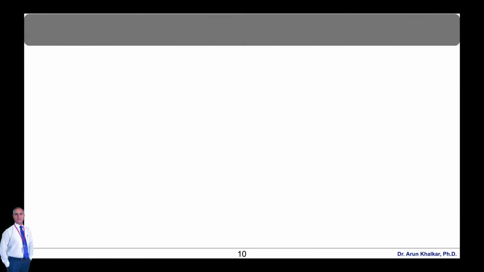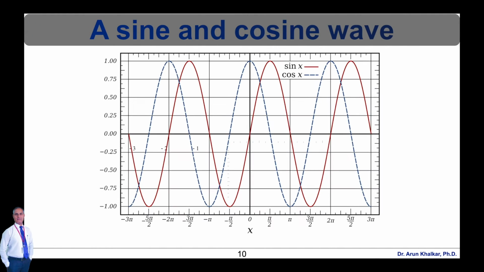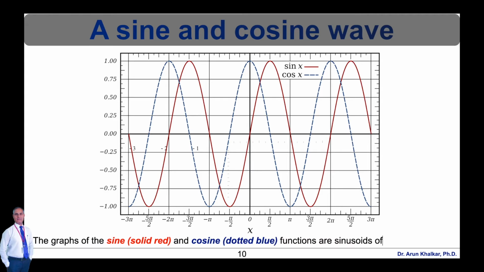More precisely, let's see what the sine and cosine waves are, as shown in this graph or diagram. A sine wave or sinusoid is a mathematical curve that describes a smooth periodic oscillation. A sine wave is a continuous wave and it is named after the function sine, of which this graph is.